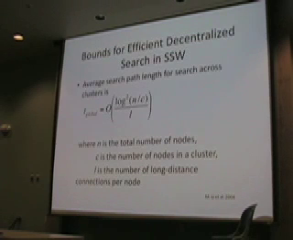And what the authors of this system found was that the global communication time, which is the time to actually send the search messages across clusters, is given by O of log squared n by c over L, where n is the total number of nodes in the system, c is the number of nodes in a cluster, and L is the number of long distance connections each node can have.